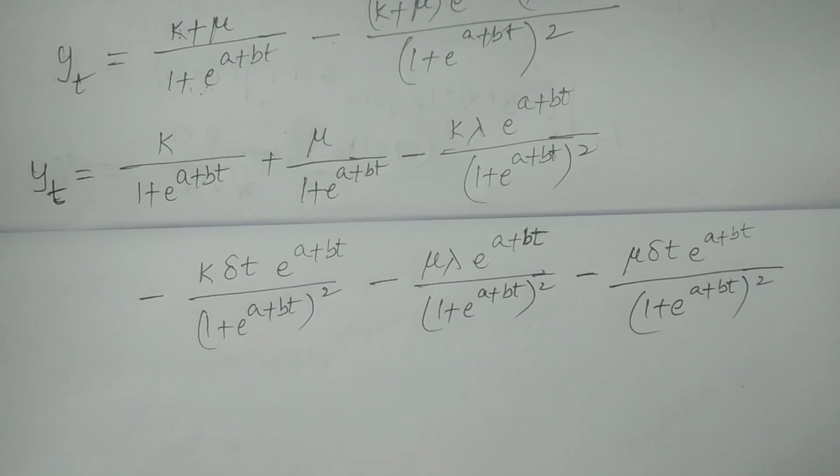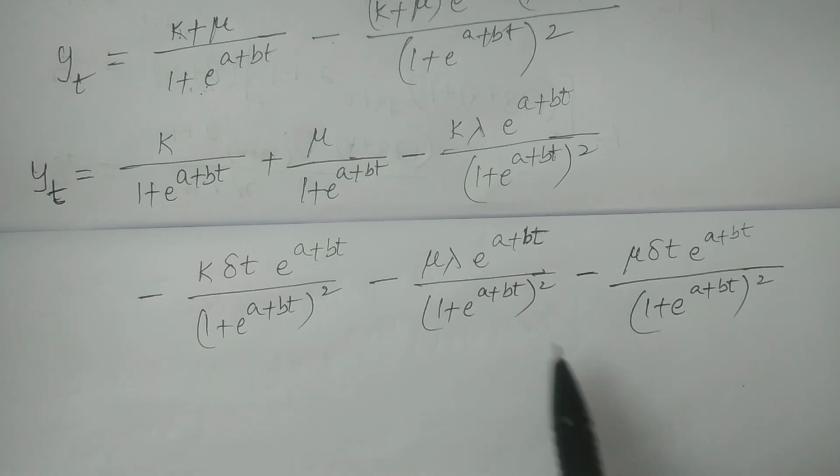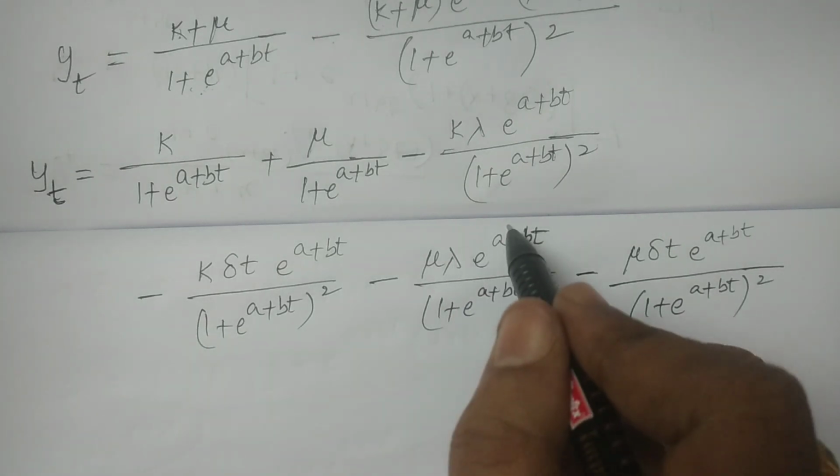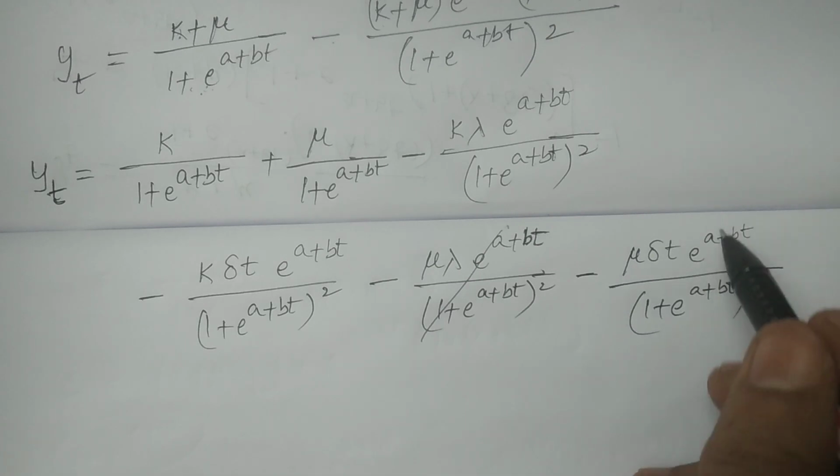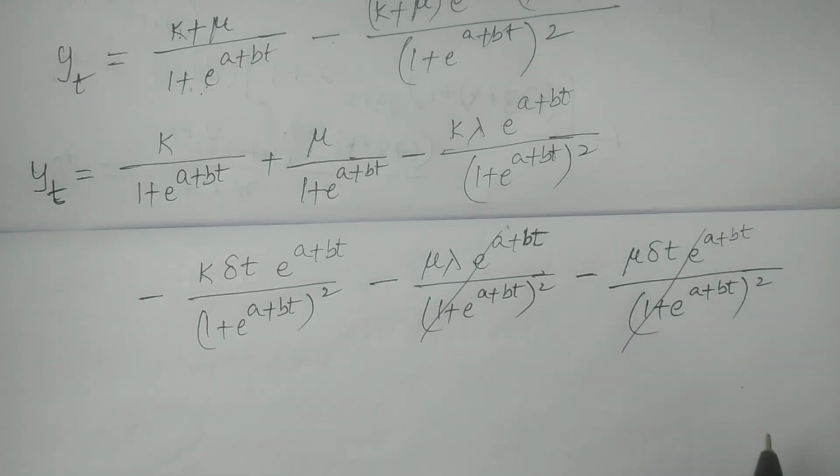There are 6 terms. But I am ignoring the terms mu lambda and mu delta, because mu, lambda and delta are very small positive quantities. So the mu lambda term, I am ignoring this. Mu delta, I am ignoring this. These are the 2 terms which are small positive quantities, and the remaining terms I consider.